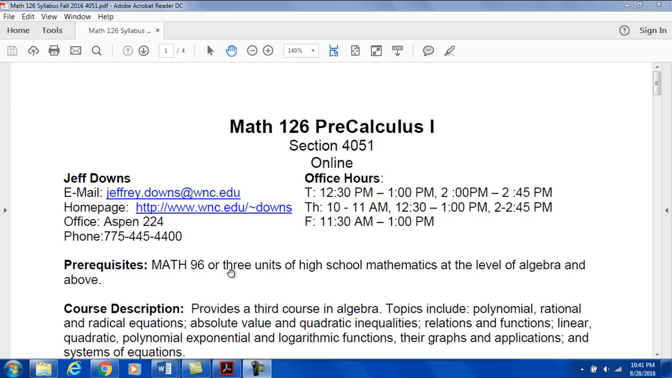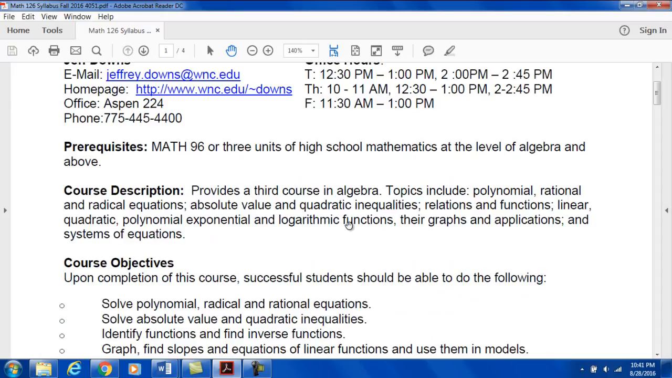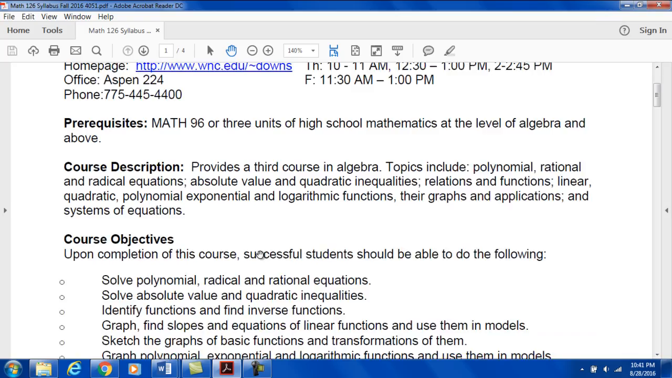Prerequisites, Math 96 or 3 units of high school mathematics at the level of algebra and above. The course description provides a third course in algebra. Topics include polynomial, rational, and radical equations, absolute value and quadratic inequalities, relations and functions, linear, quadratic, polynomial, exponential, and logarithmic functions. Those are my favorites. And their graphs and applications, and systems of equations.